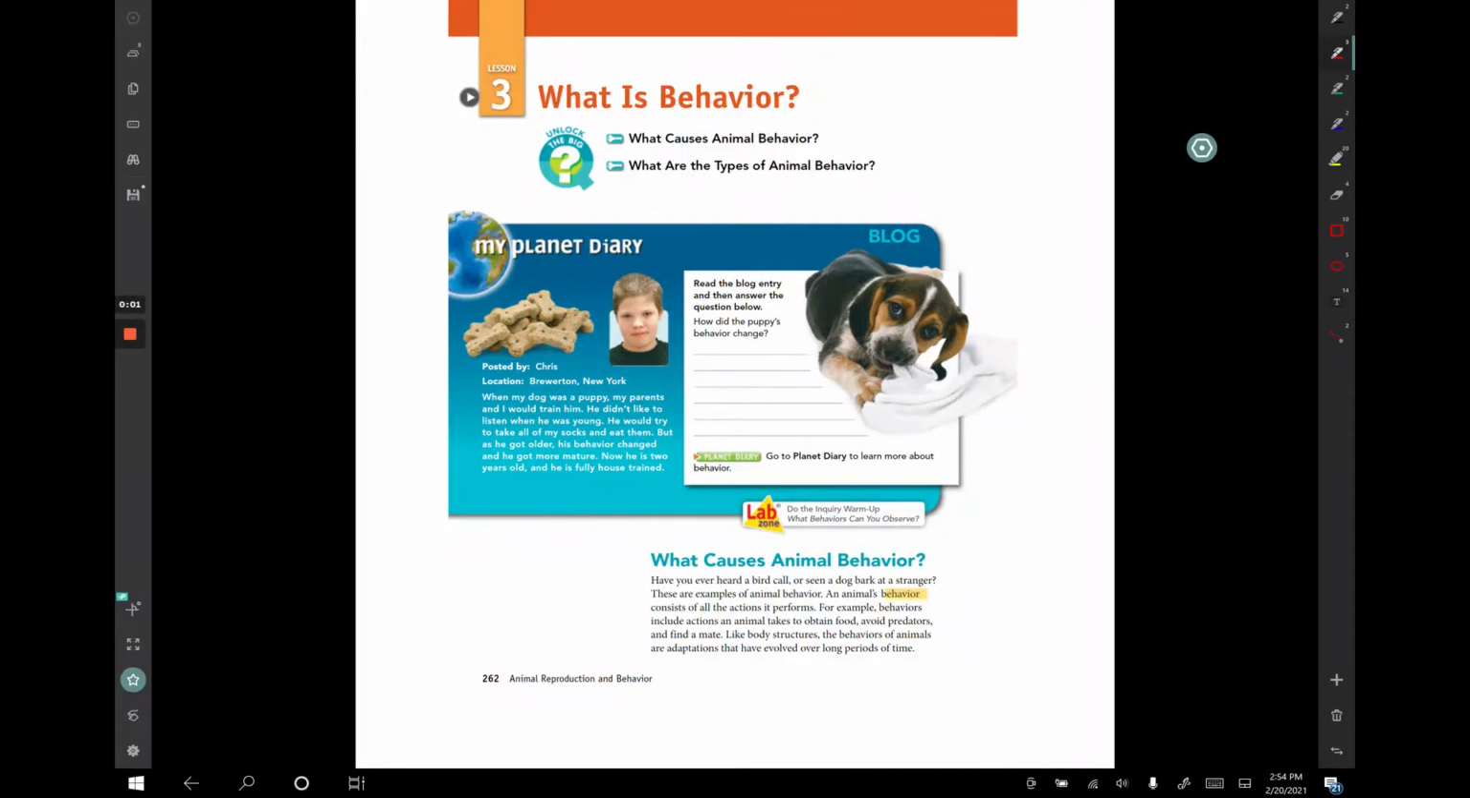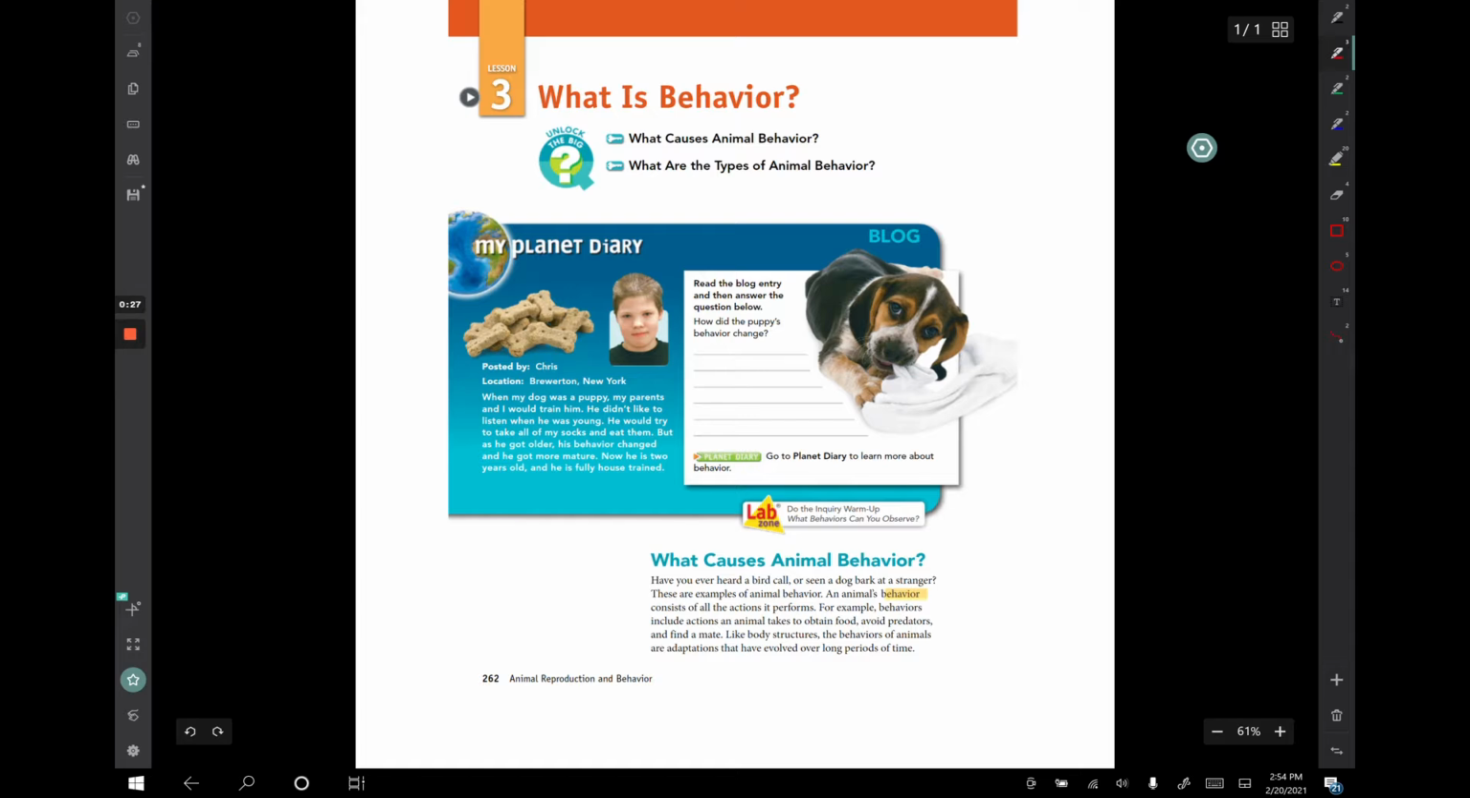Today's lesson, we are going to look at lesson 3 in chapter 7 of your textbook, and we're going to cover the first part of that, pages 262 through 265, and we are going to be looking at animal behavior, more specifically defining what behavior is, and then eventually looking to see the different types of animal behavior.